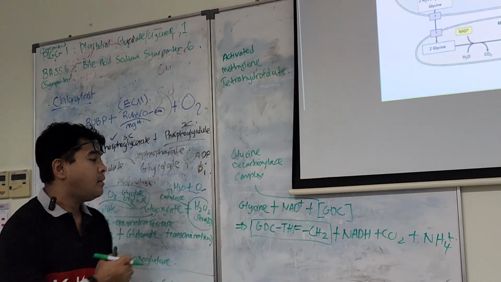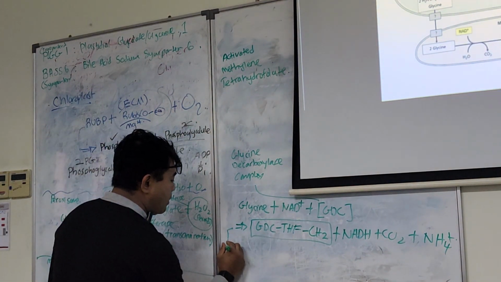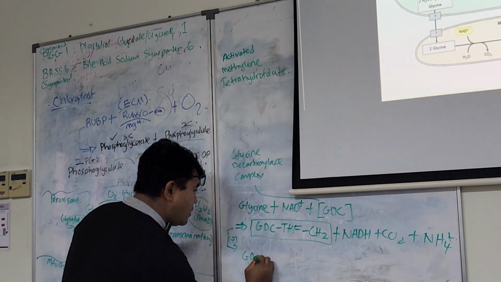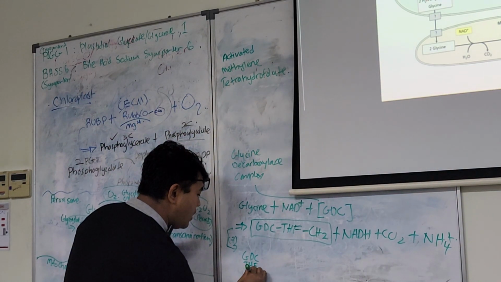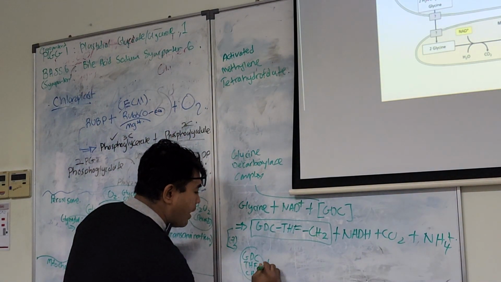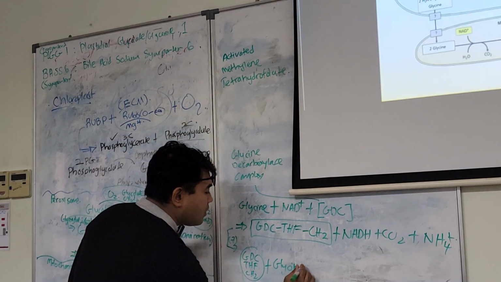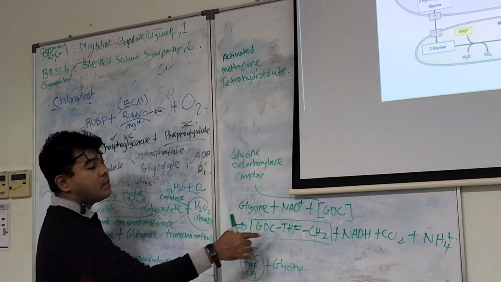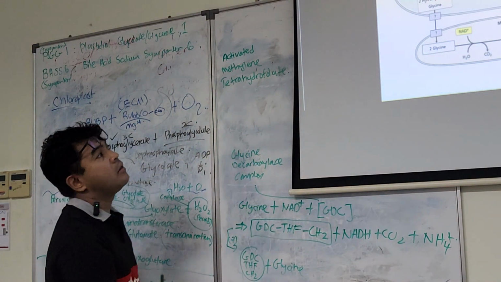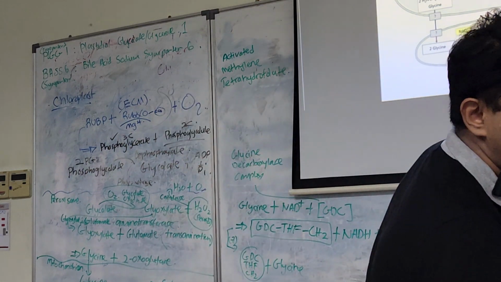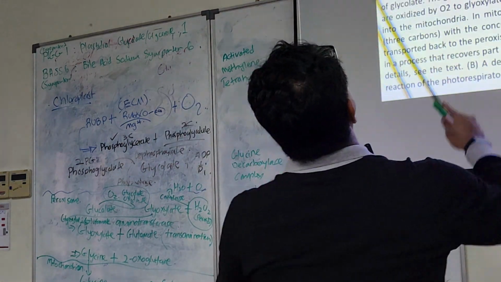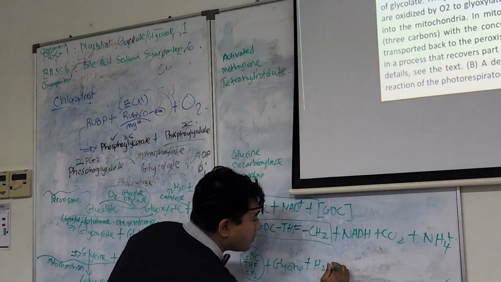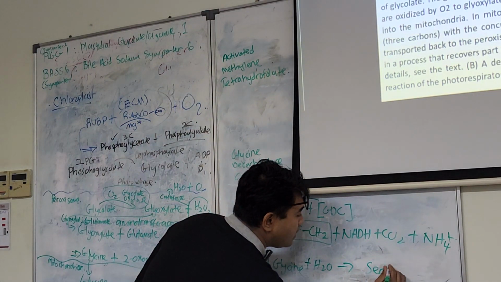And guess what? Now we move to reaction number 7. I think it should be number 7. So this GDC THF CH2 reacts again with glycine. Just now it reacted with glycine to activate itself. Now it reacts again with glycine to get what? Serine. Number 7 here. Oh, there's a water here. So you will get serine.